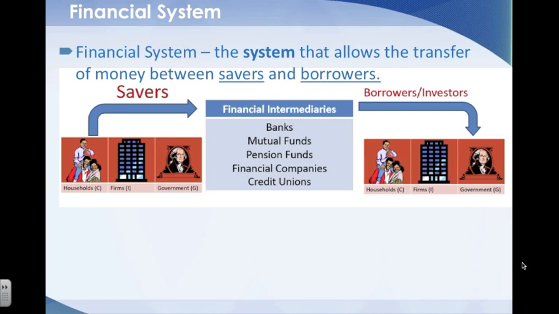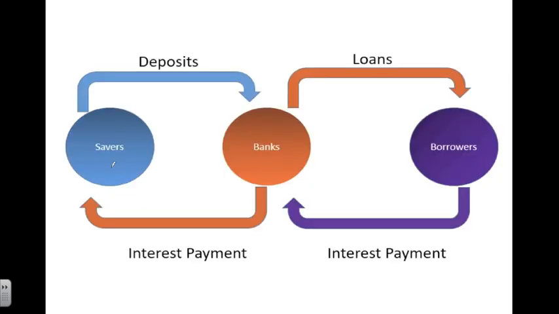So in this example here, you can see savers are putting money into a financial intermediary, and those financial intermediaries are then lending that money to people that might want to borrow. In this graphic, again, we have a group that wants to save money and a group that wants to borrow money. And in between is a financial intermediary. So this saver may deposit money in a bank. The bank is going to loan that money to the borrower. The borrower is going to return that money in the form of interest payments and principal payments, and the bank will pay this saver interest.